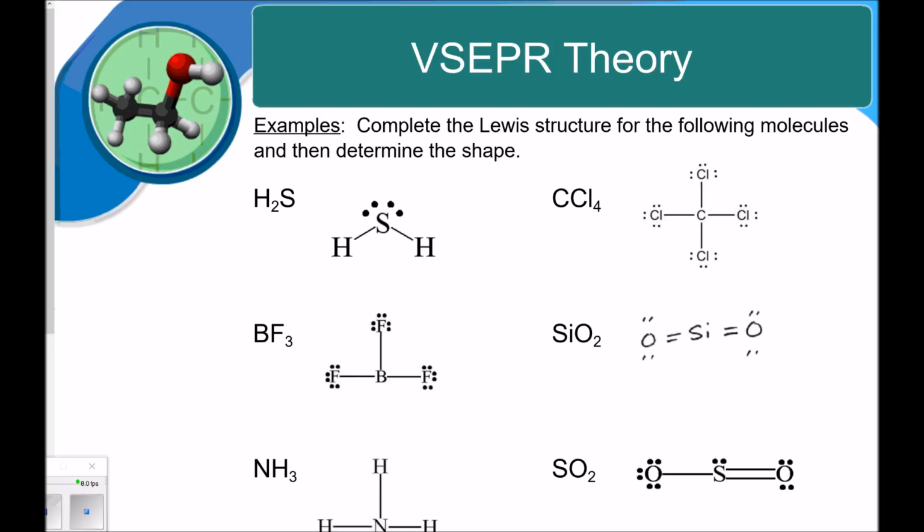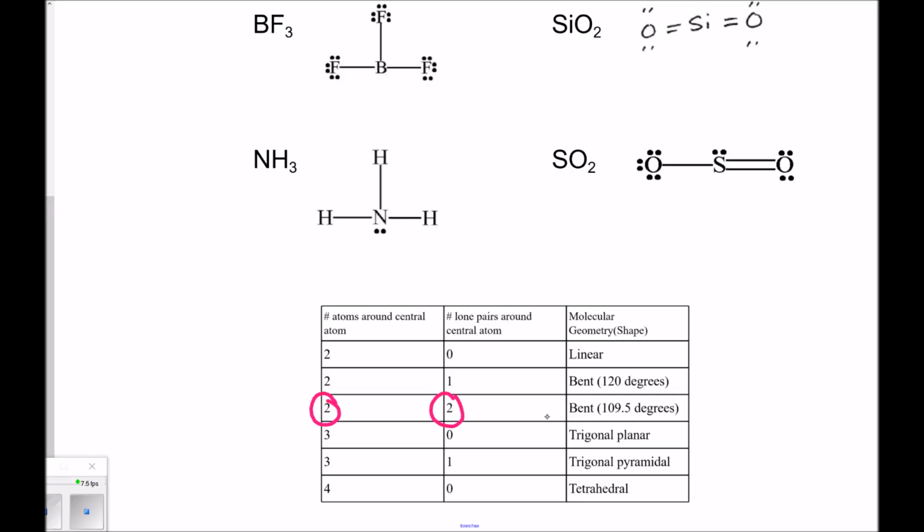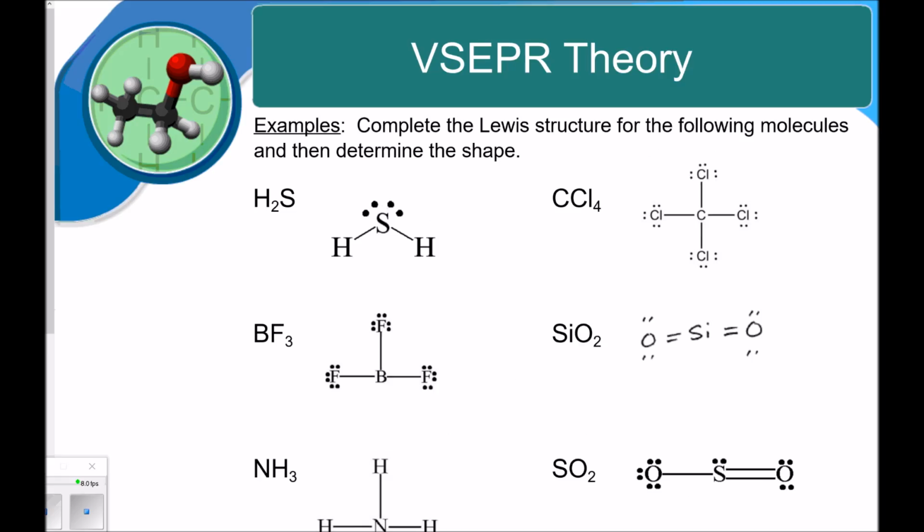Okay, welcome back. I have the completed Lewis structures for each of these molecules. So at this point, we're going to look them up on the little chart and define their 3D shape. So if we look at sulfuric acid, which is our first one here, we have 2 atoms around the central atom. Then I have 2 lone pairs. So again, looking this up on our little chart, 2 and 2 is bent, 109.5 degrees. Very similar to water. So next to sulfuric acid, please write bent 109.5.